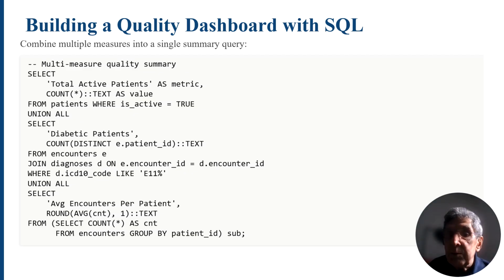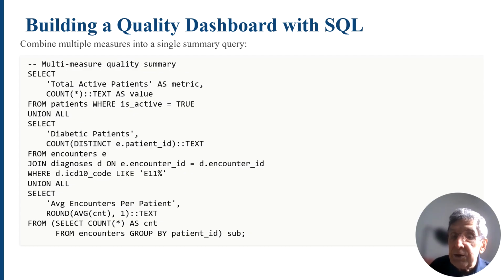All right, this slide demonstrates how to combine multiple quality metrics into a single summary query using union all. This pattern is useful for building dashboard views that show multiple metrics at a single glance. The query has three parts connected with the union all clause. The first counts the total active patients. The second counts distinct diabetic patients using that same E11 ICD-10 filter.